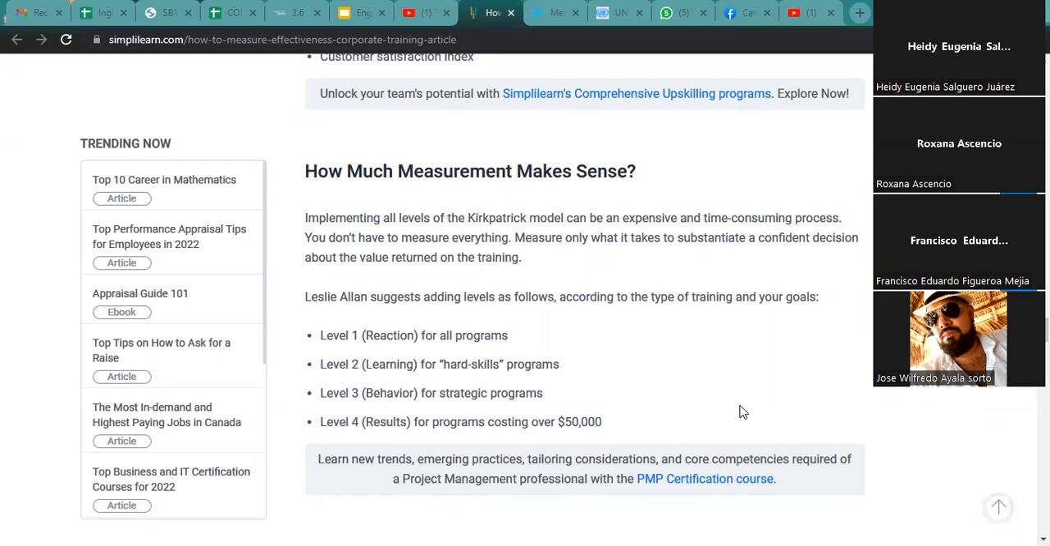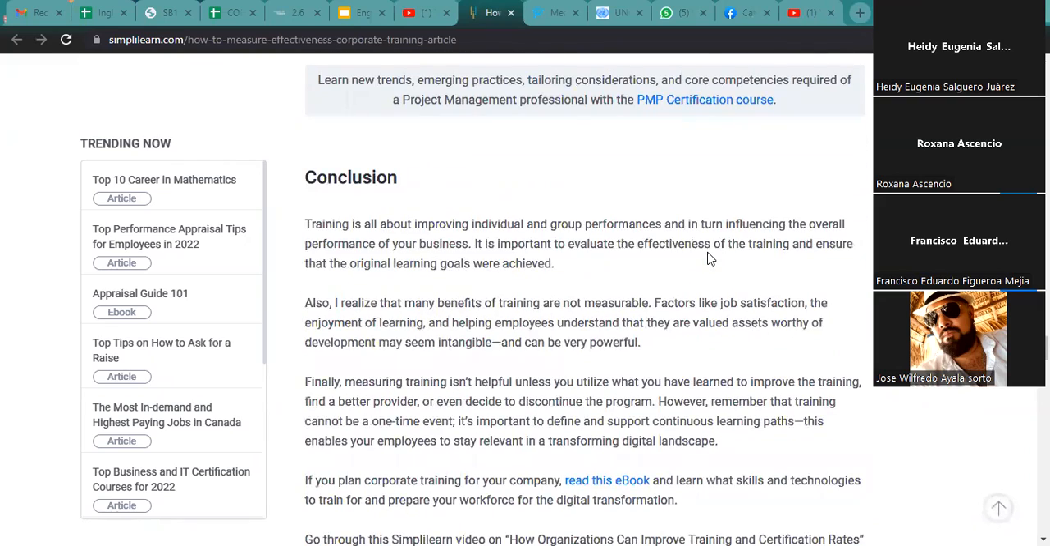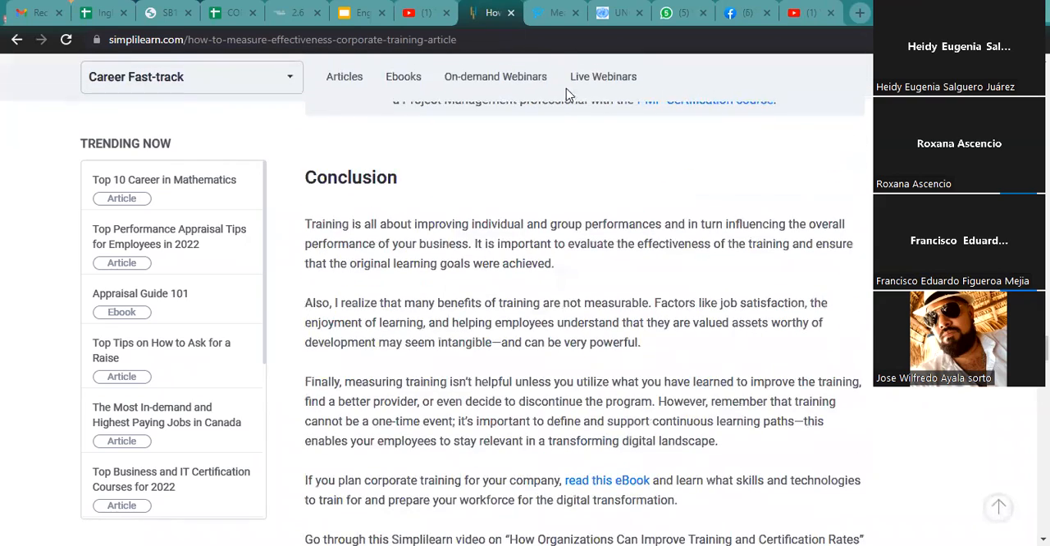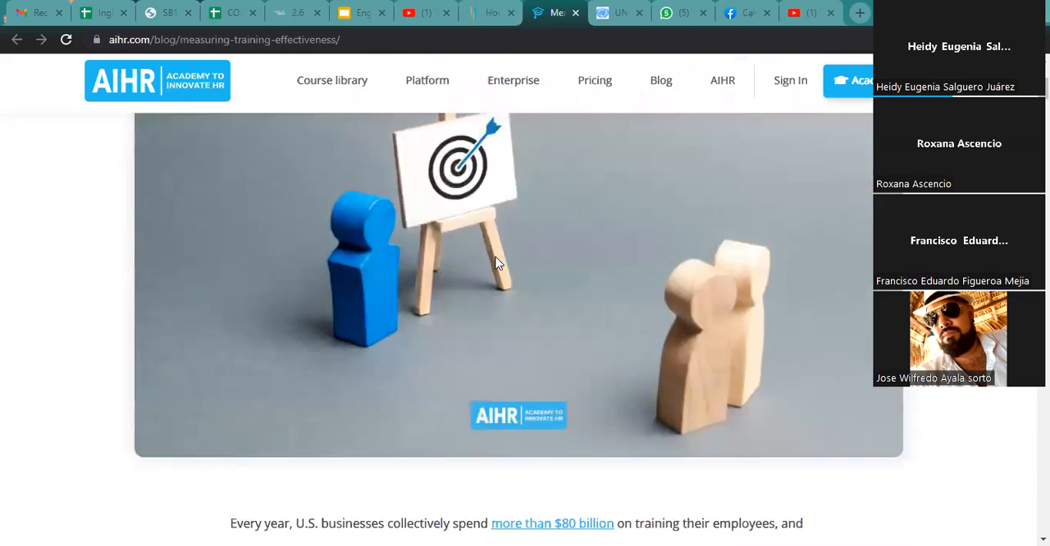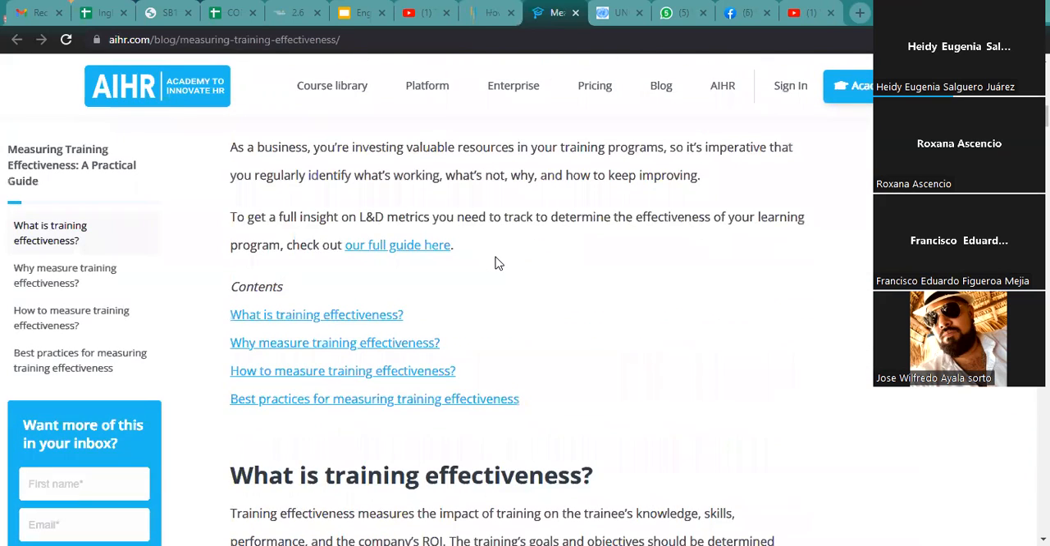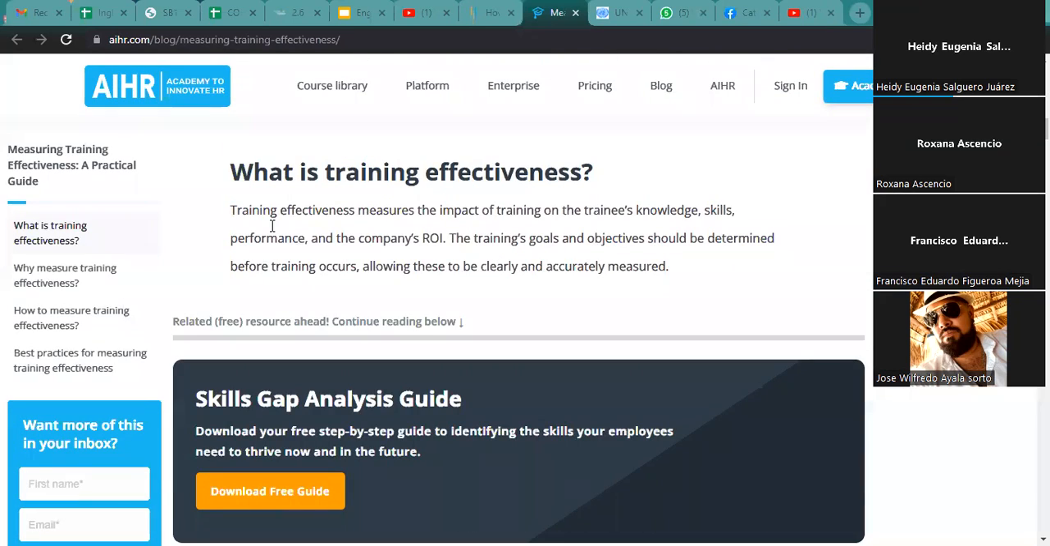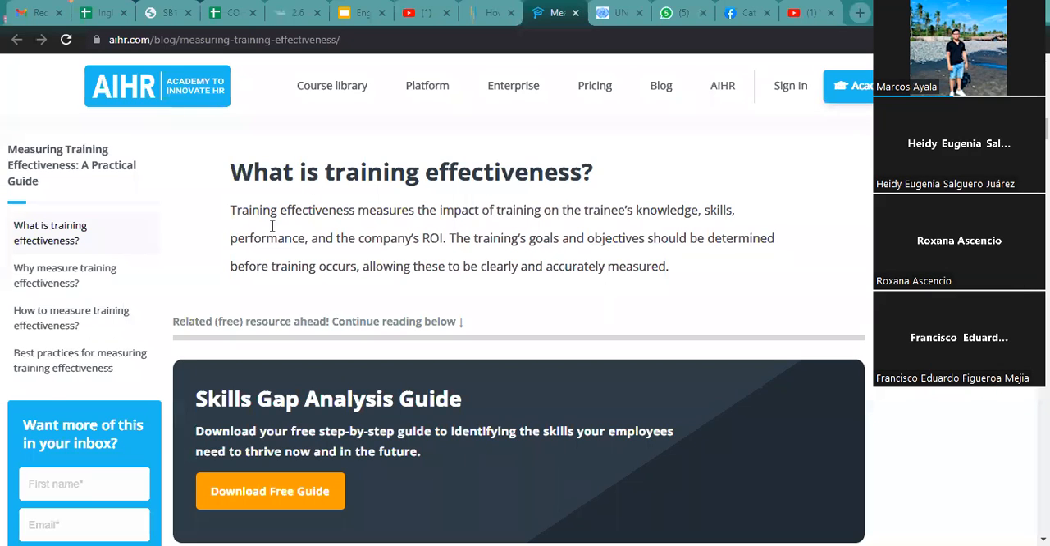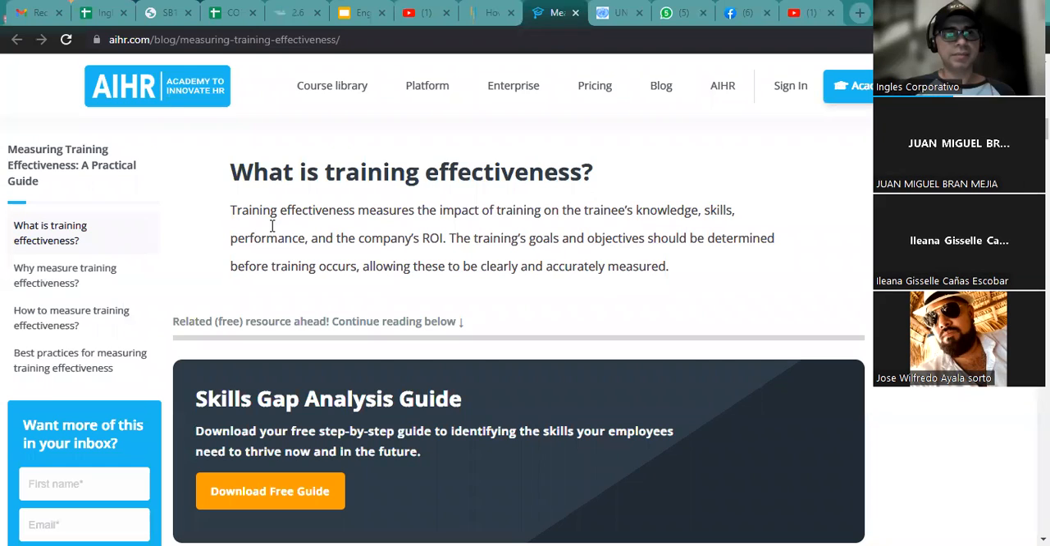So maybe the main idea is that we don't have to do every process of this for all the training. So we need to choose the best option depending on the training that we're delivering. Yes. Good. Actually, we're not going to do this because we have a little bit more here. Let's see. So let's check into this one.